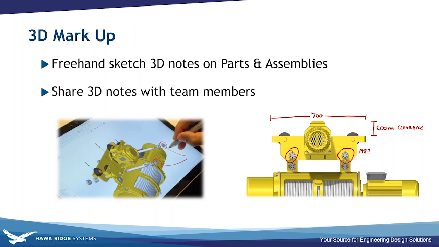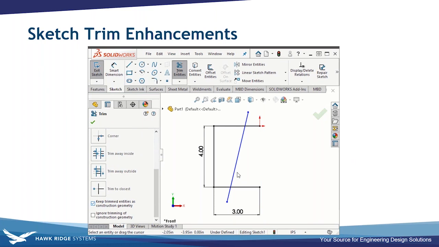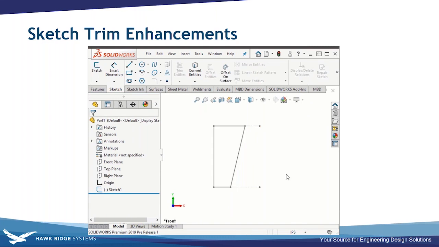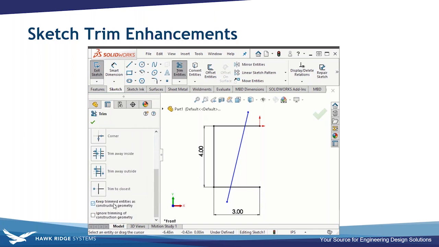So the trim tool has some new enhancements. The first one being the ability to keep your trimmed geometry as construction geometry. So you check that checkbox, and as you trim, anything that would normally be trimmed and deleted gets converted into construction geometry. The next enhancement is the ability to ignore the trimming of the construction geometry. So then as you pass your slider over it, it does not get trimmed.